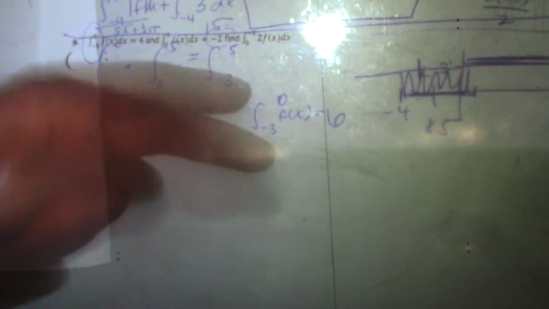Now, that's not what I asked for. I asked from 0 to -3, see how that's the flip, and I also have a 2, so this is going to be 2 times -6, which is -12. So step 1 is I had to find this right here, and then I had to flip it and multiply it by 2. So 6, flip the sign, times 2.